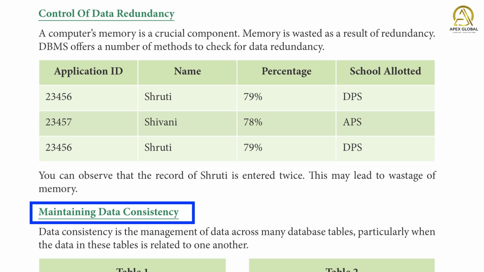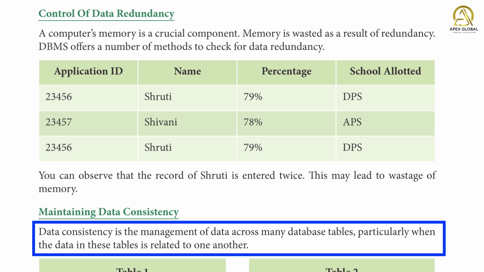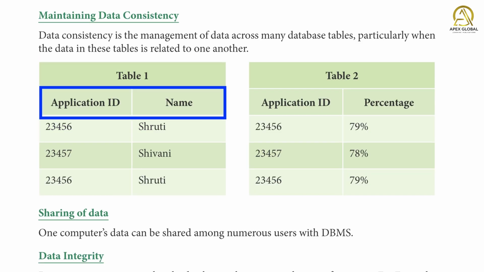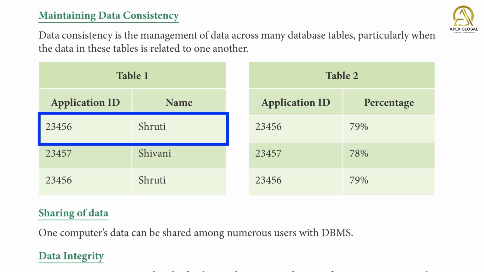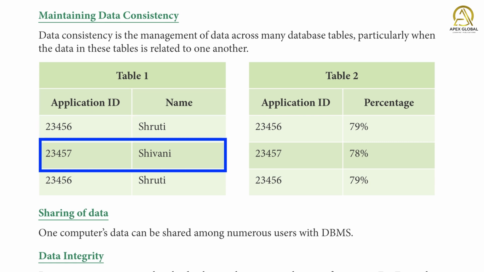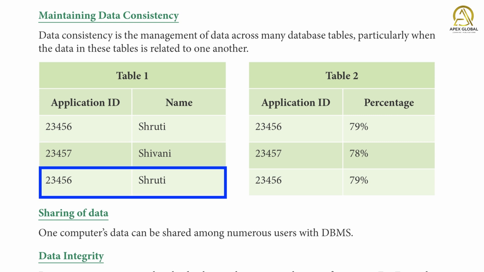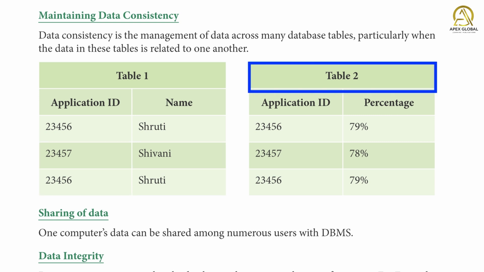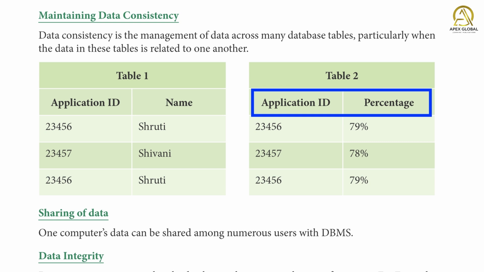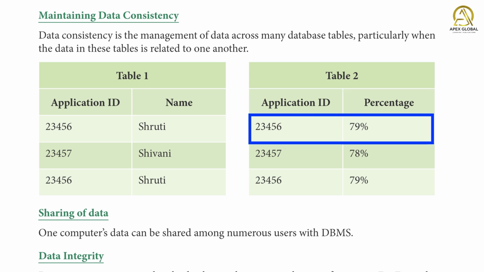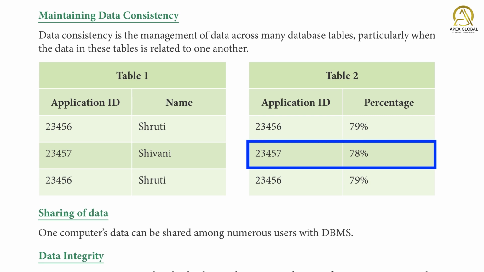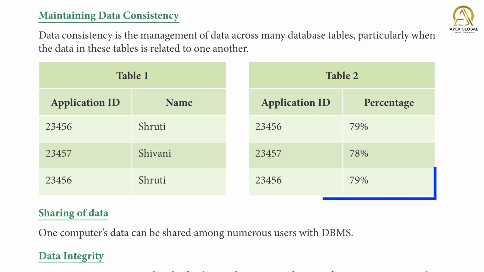Maintaining data consistency. Data consistency is the management of data across many database tables, particularly when the data in these tables is related to one another. Table 1 has Application ID and name, with Shruti and Shivani. Table 2 has Application ID and percentage: 79%, 78%, 79%.